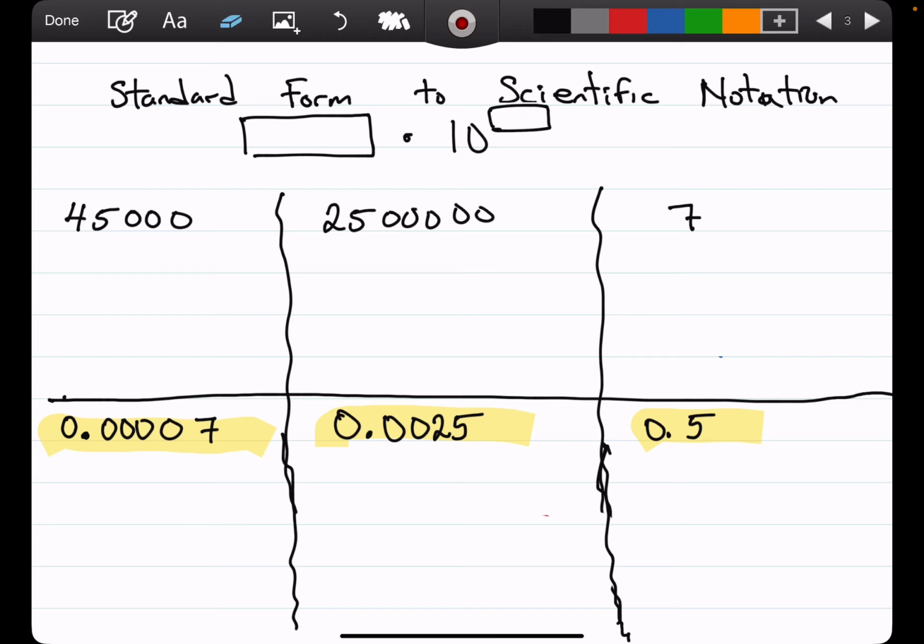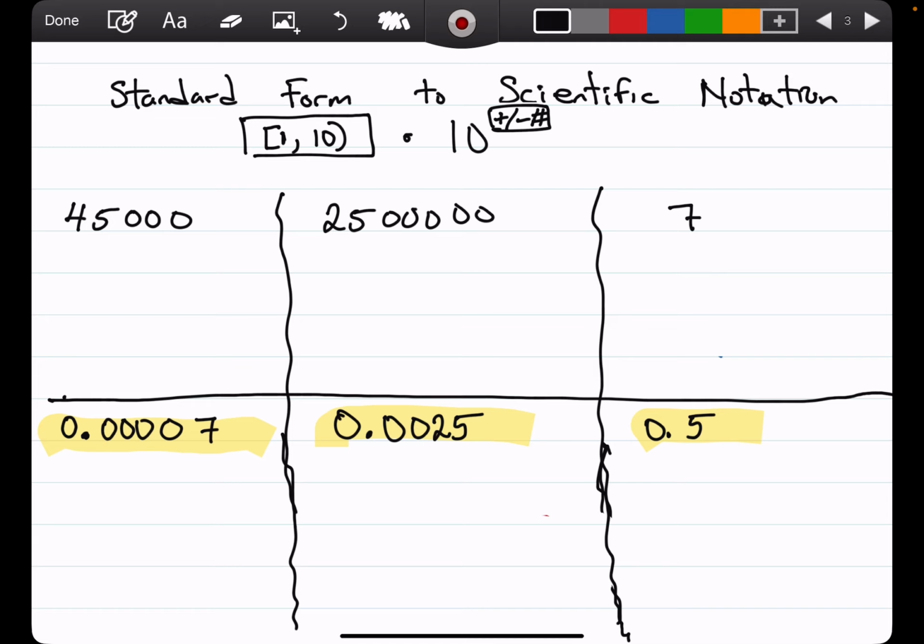You see, the first number right here is going to be from 1 all the way to what? 10. 10 is excluded. I'm writing that in interval notation. So it must be greater than or equal to 1 and at the same time less than 10. The first number has to be greater than or equal to 1 but less than 10. And the exponent on the 10 is going to be a positive number or a negative number. I'm going to explain that.